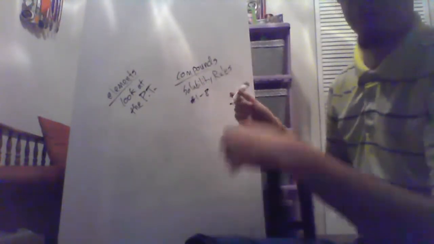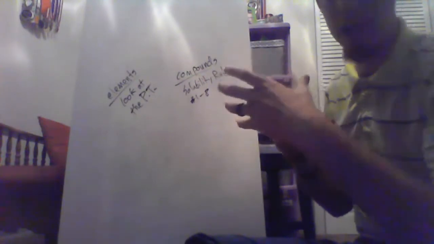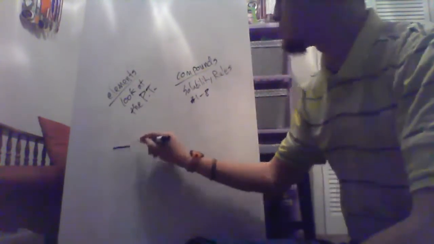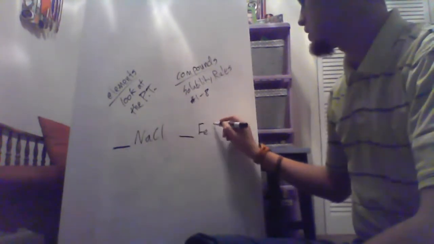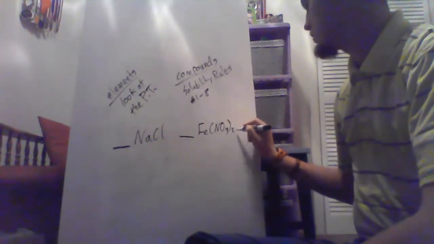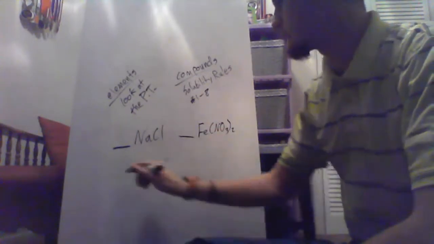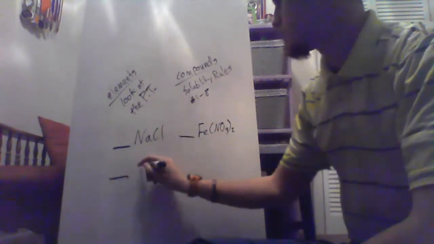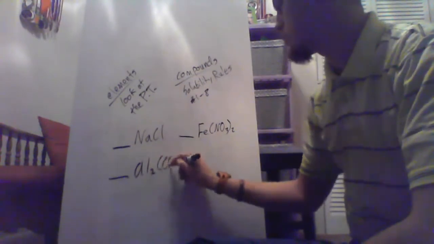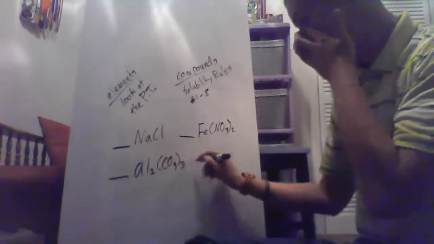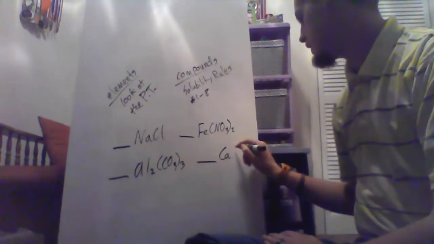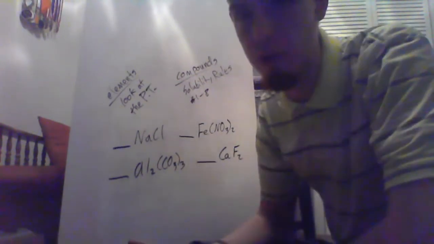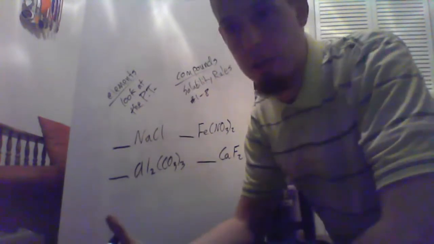Sorry. So with this, here's what we have to do. And again, I'm going to assume you might have it out, you might not. But looking at something, for example, like NaCl, or Fe(NO3)2, iron(II) nitrate, you could look at something like aluminum carbonate. Or you can look at something like CaF2. You can look at those, going through that solubility chart.